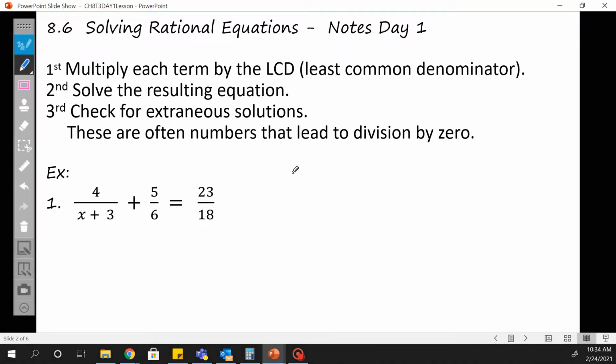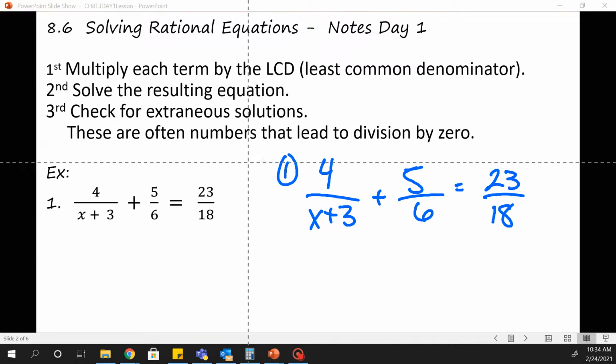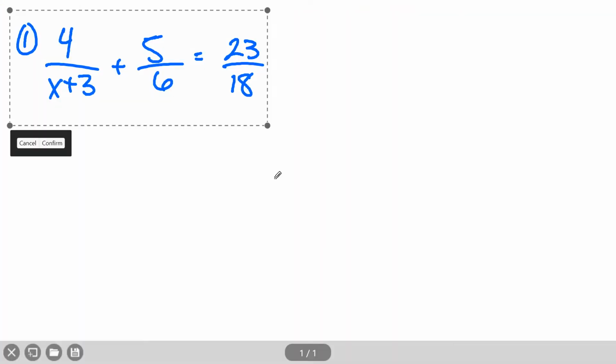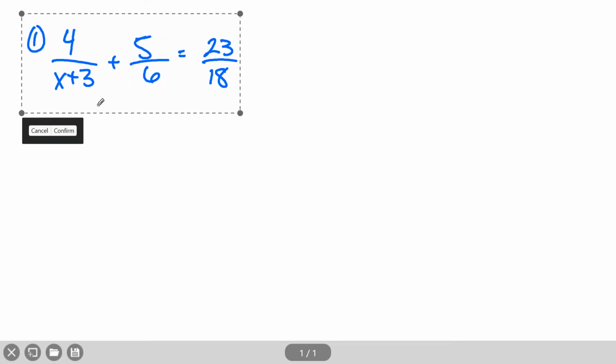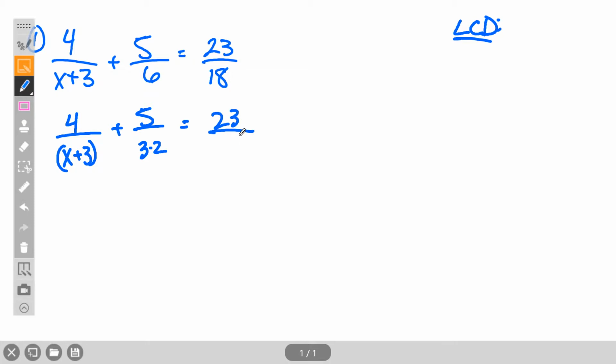Let's look at this first problem: 4 over x plus 3 plus 5 over 6 equals 23 over 18. First we'll be looking for the LCD of all the fractions in the problem, which have denominators x plus 3, 6, and 18. So let's factor all of those. x plus 3 is already factored. 6 factors into 3 times 2. 18 is 3 times 2 times 3.